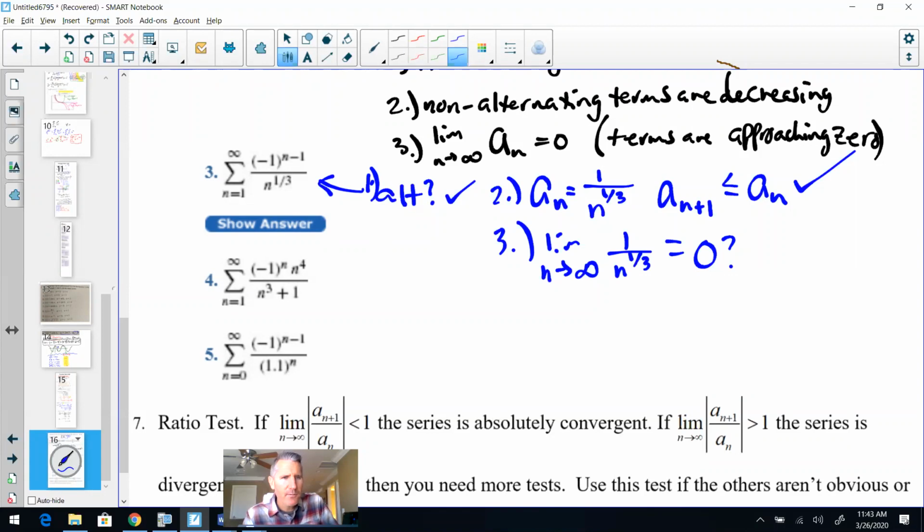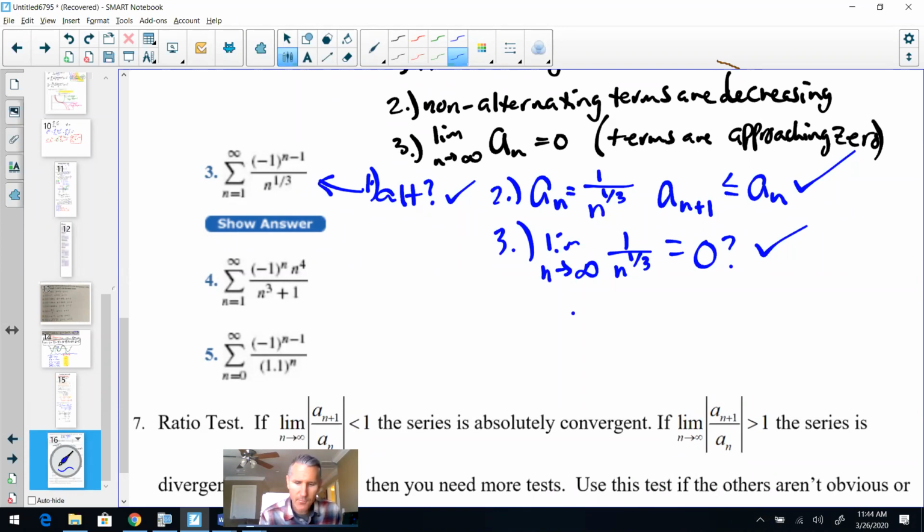Does that thing go to 0? It sure does. So now, all 3 things that we needed for us to use the alternating series test to determine convergence hold true. It alternates, the non-alternating parts of the terms are decreasing, and the limit as n approaches infinity of the non-alternating parts of the terms goes to 0. Therefore, I can say that this guy converges.